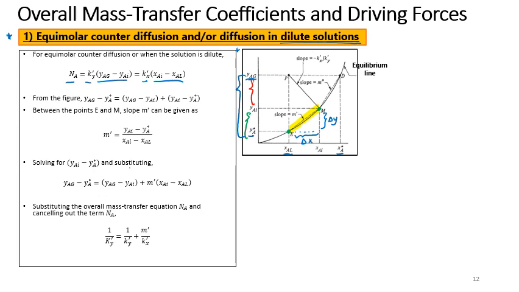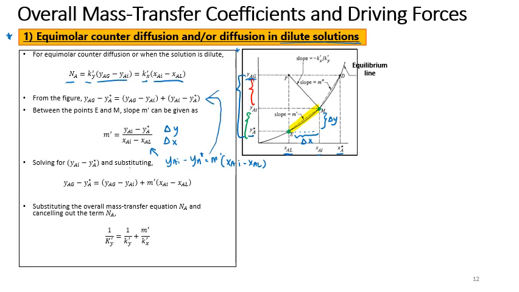So delta Y here is YAI minus YA star, and this is your delta Y, and then your delta X is XAI minus XAL. So this is your M prime, then you have YAI minus YA star equals M prime times XAI minus XAL, just rearranging that equation.